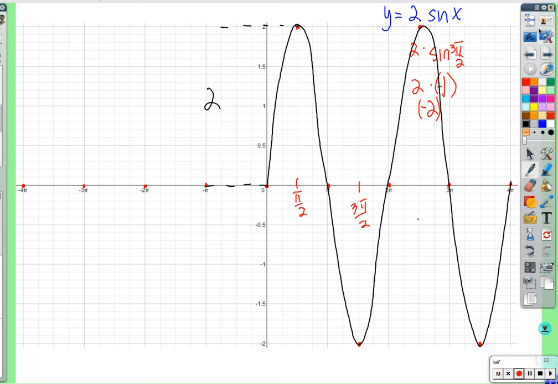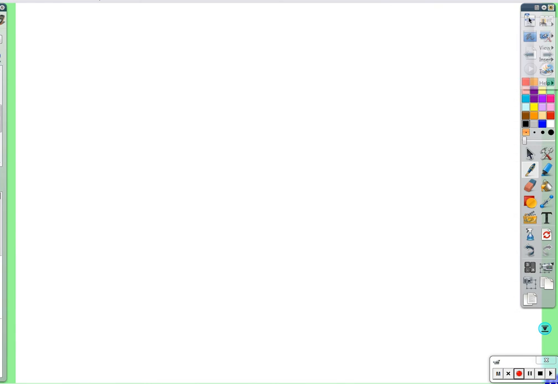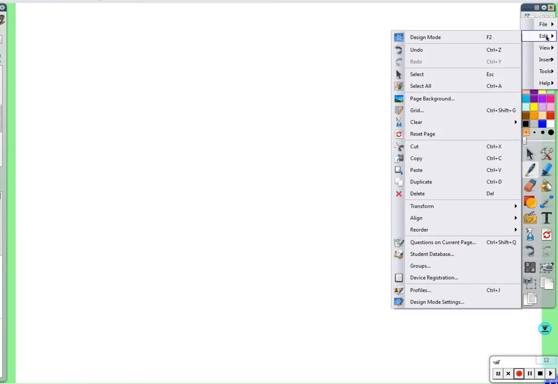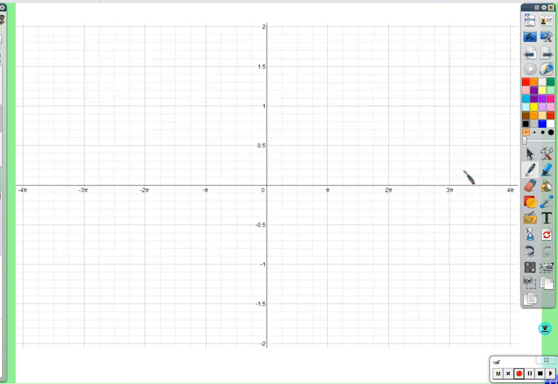So we'll mess around with that a little bit, but just for now, use what you've learned from here and graph y equals negative 1.5 sine of x. Actually, I'm going to change that to cosine of x. Negative 1.5 times the cosine of x. Let's see what you come up with.